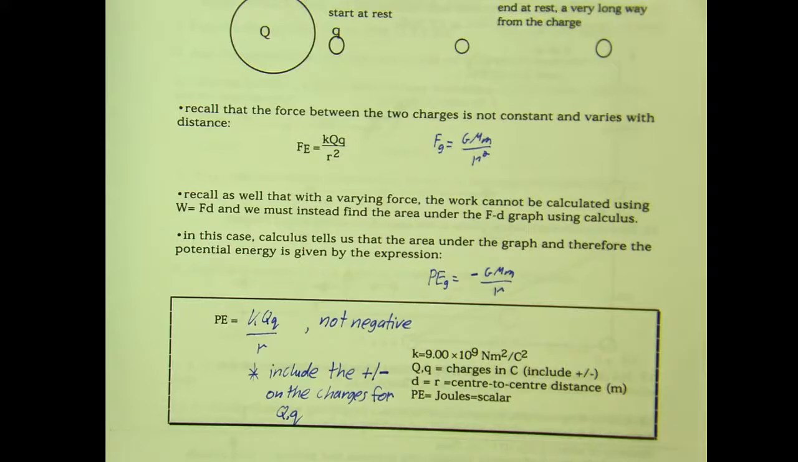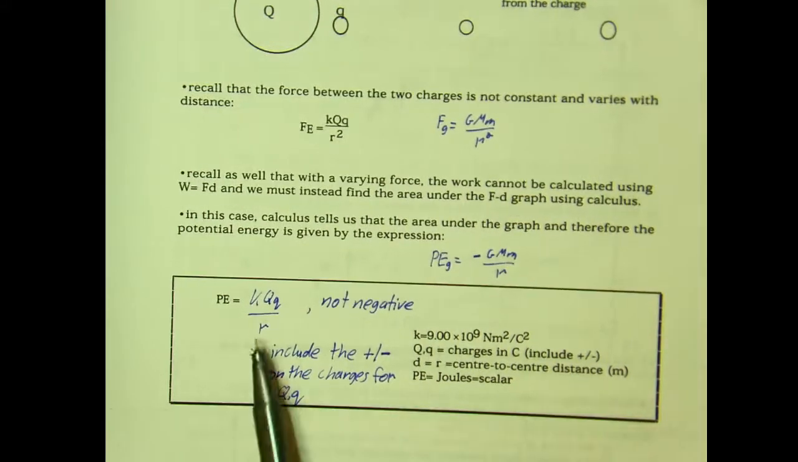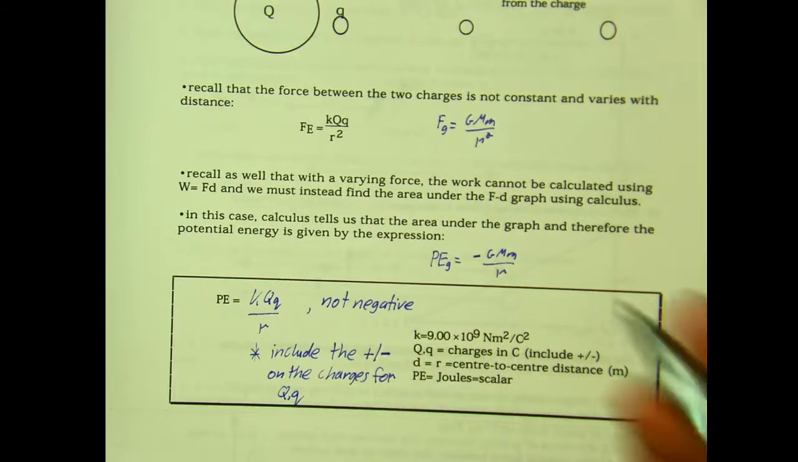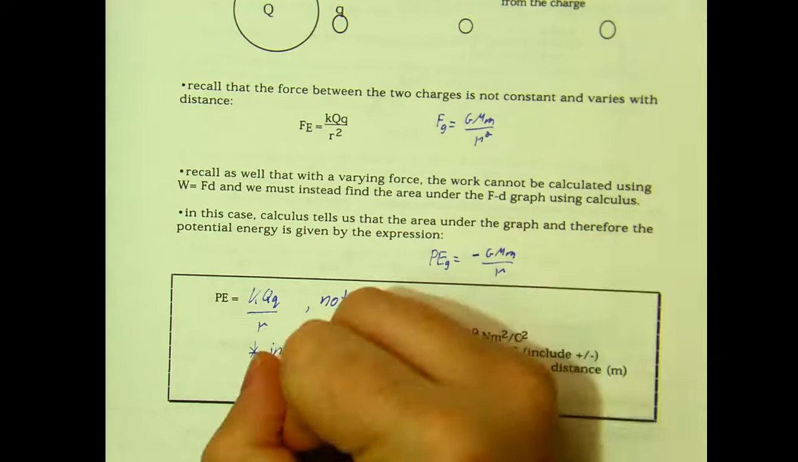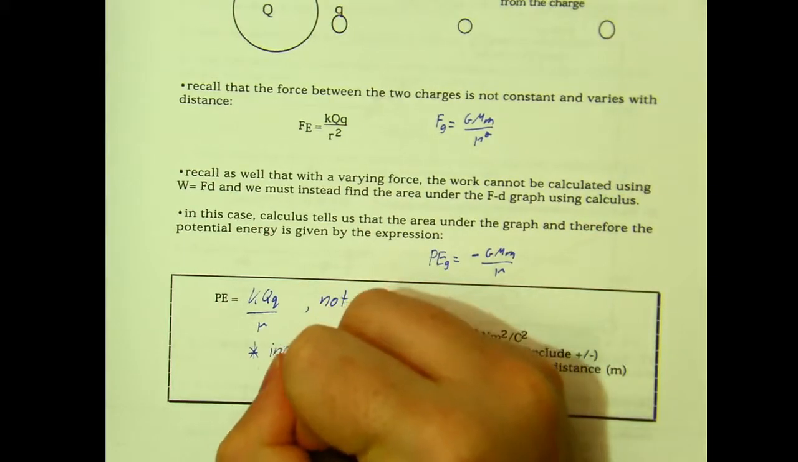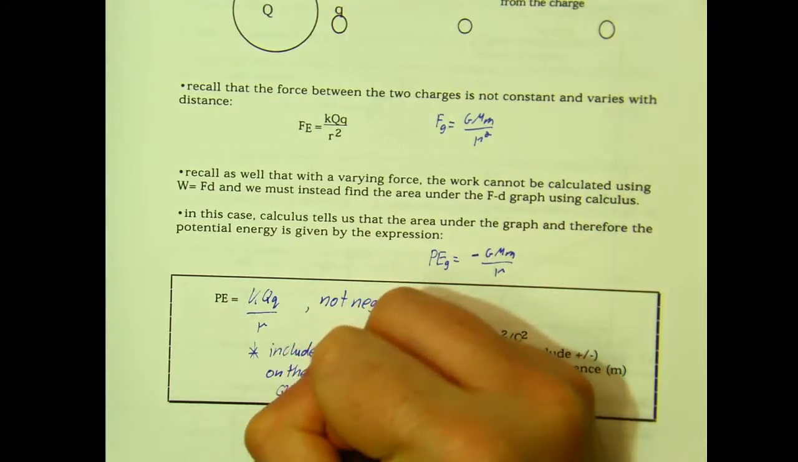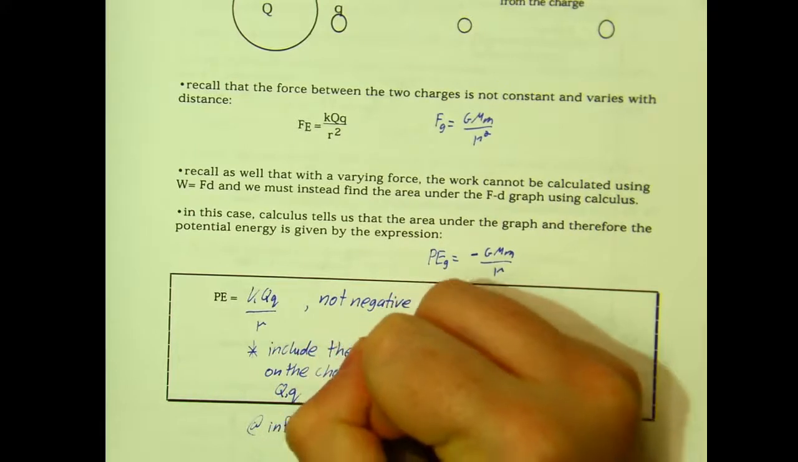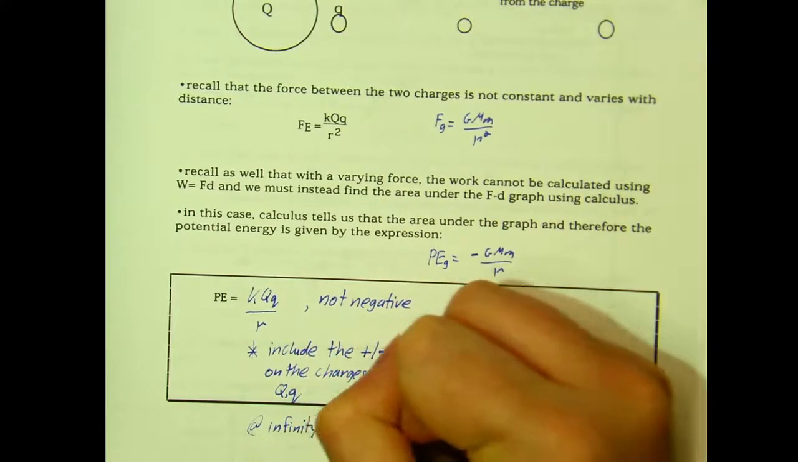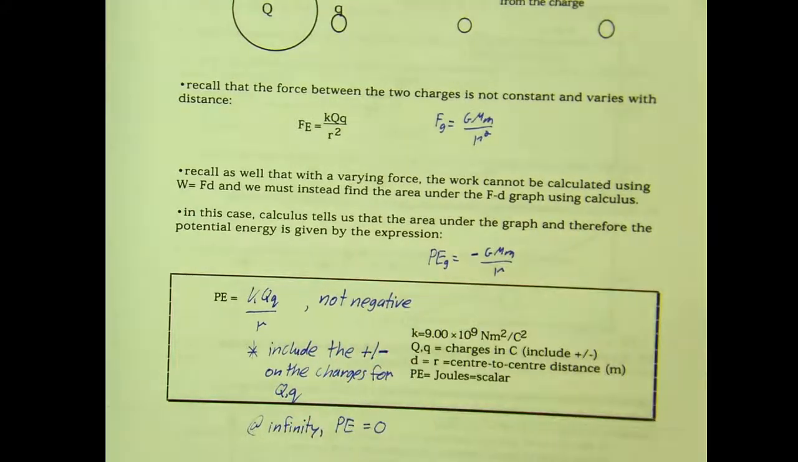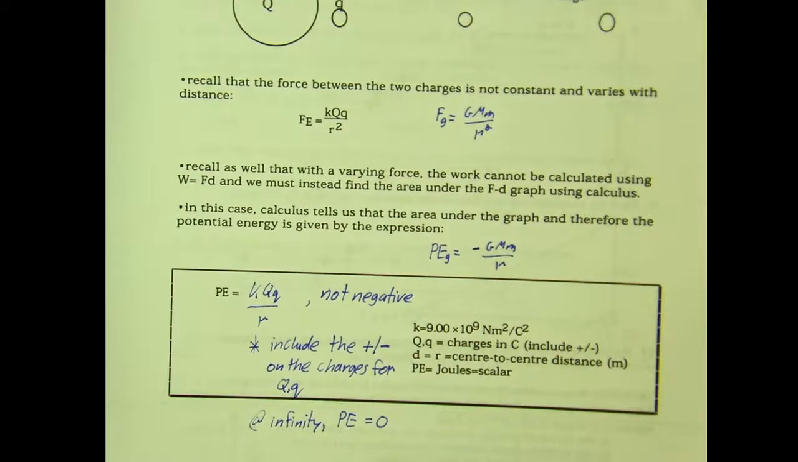And just like before, we can see here that with that r in the bottom, as the distance gets greater and greater, potential energy is going to get smaller and smaller. So just like for gravity, at infinity, the potential energy equals 0. So all of that is still very much true for this particular concept as well.